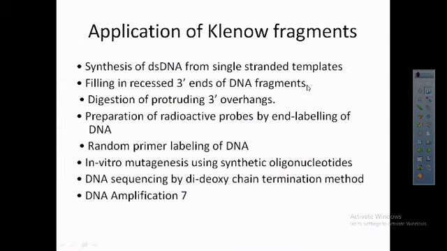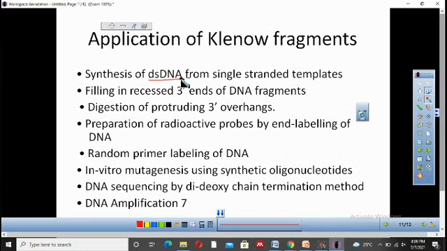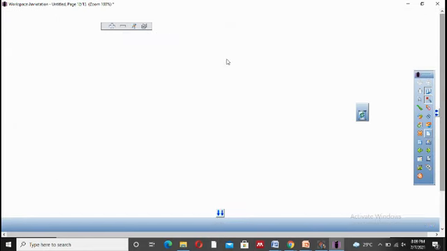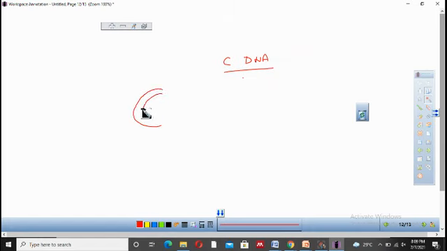So what are the applications of the Klenow fragment? Here are some of the applications I have enumerated. One is the synthesis of double stranded DNA from single stranded templates. For example, you are very much aware of cDNA. In order to insert this DNA into the vector, this cDNA must be in the double stranded form.